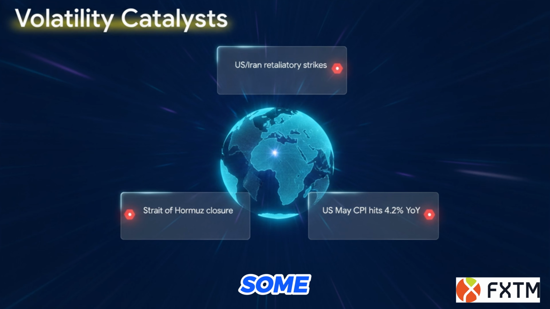Right now, we've got some serious catalysts on the board. We're seeing heightened tensions in the Middle East with reports of intercepted retaliatory strikes involving the US and Iran across Bahrain, Jordan, and Kuwait. On top of that, there are conflicting reports regarding the Strait of Hormuz closing to commercial shipping. Domestically, US May CPI just hit 4.2% year-over-year. As institutional analysts, we look at these events completely objectively. They're just raw fuel. They provide the necessary panic and volume required for liquidity engineering.